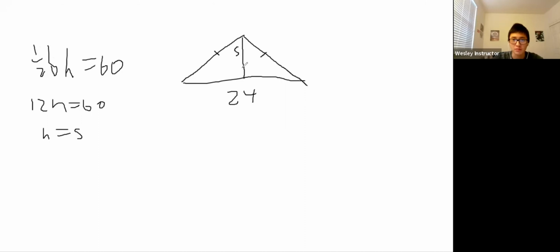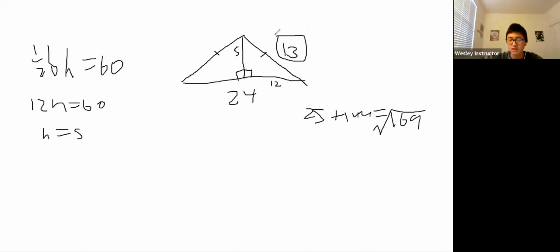But if I split it down the middle of an isosceles triangle, I get 2 right triangles. And since this whole base is 24, half of the base is 12. So now I can find this side. Then I could just use Pythagorean Theorem. So 25 plus 144 equals 169. Square root that, and that equals 13. So this answer is 13.